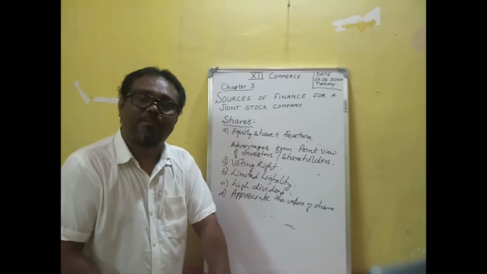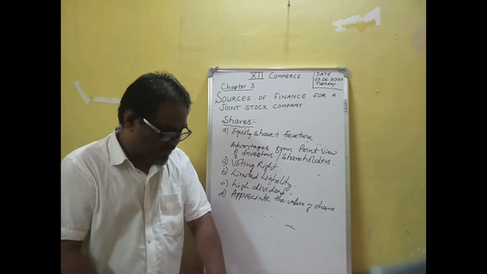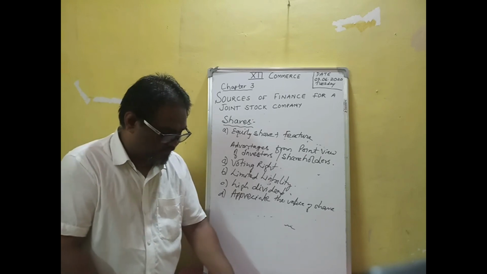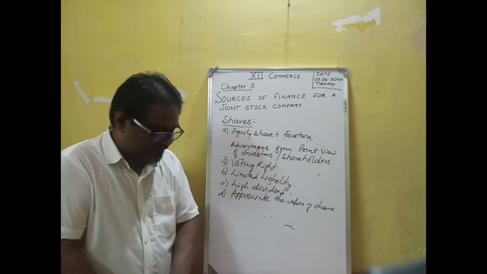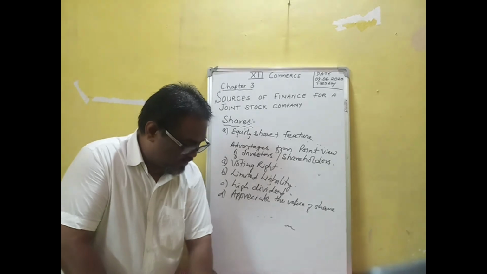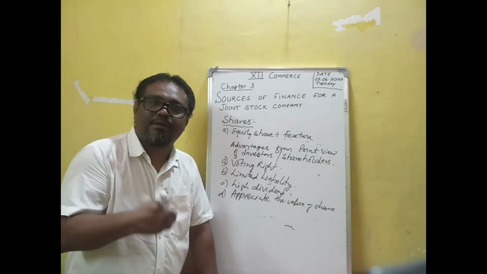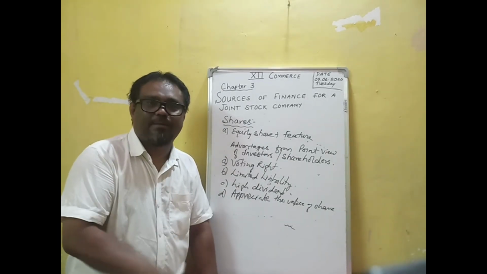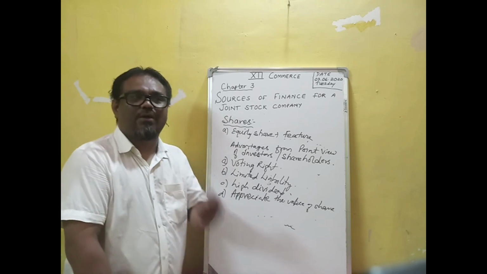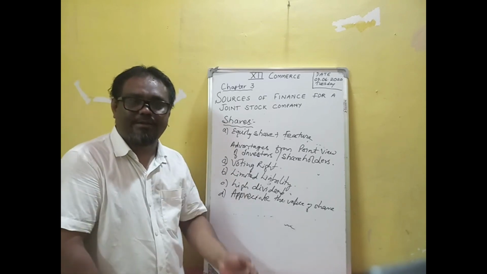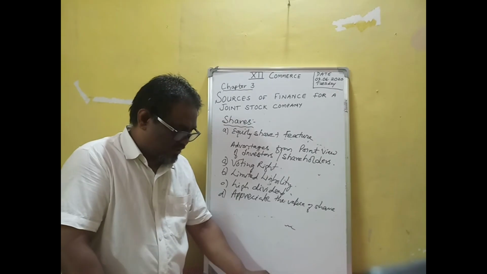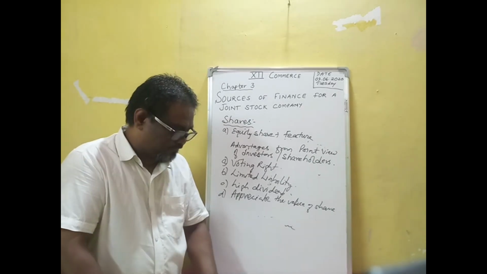From the investor's point of view, what are the drawbacks? The drawbacks are, first, high risk for equity shareholders. When the company collapses, they will not get back their capital, and when there is a loss in the company, the shareholders do not get the dividend. This is the drawback of equity shares.